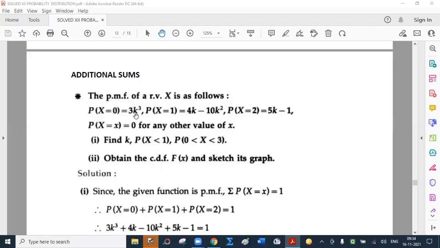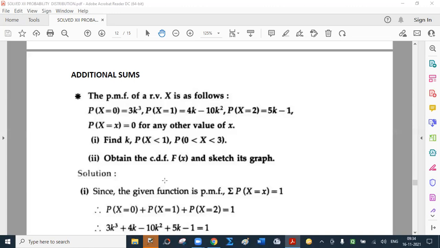Now, this is an important sum. This was included in the topic in the old syllabus. The PMF of a random variable x is as follows. We are asked to find k, P of x less than 1, P of 0 less than x less than 3. We are asked to obtain the cumulative distribution function capital F of x. And after that, we are asked to sketch the graph.